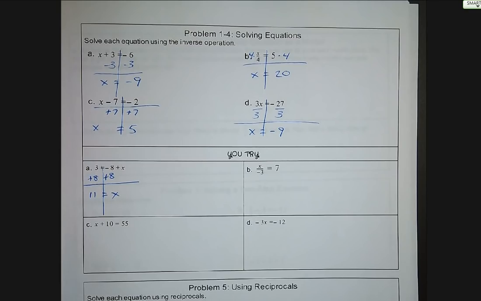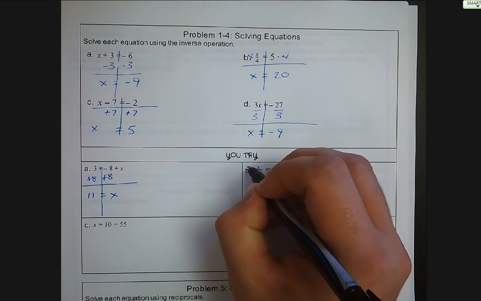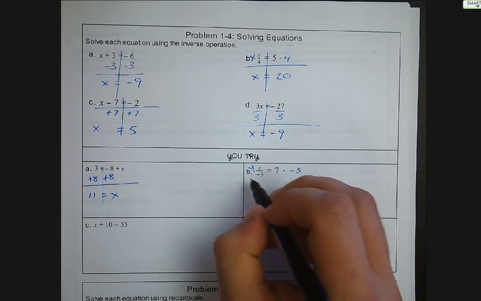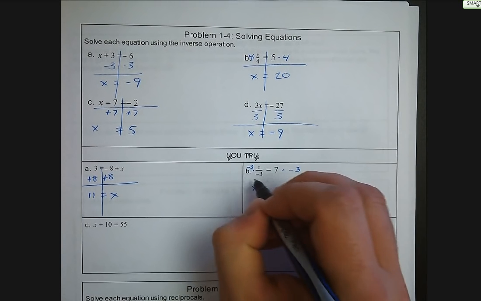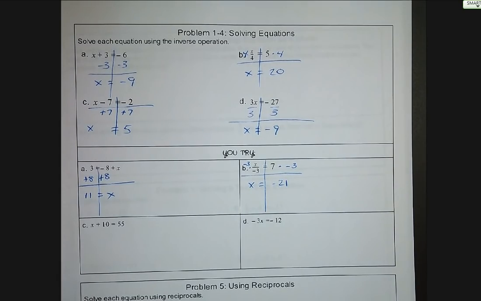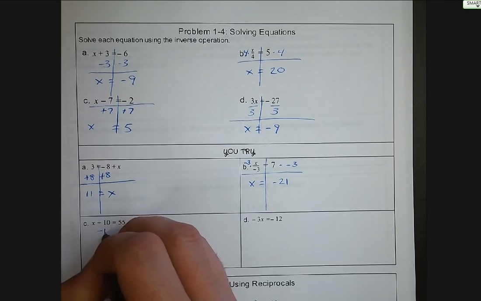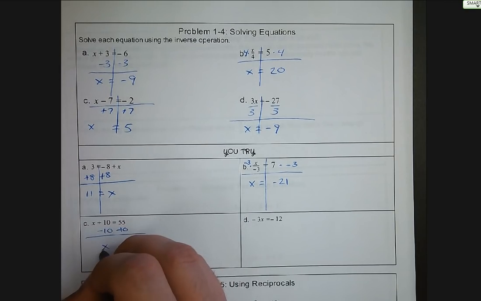Letter B, we have x over negative 3 is equal to 7, so we're going to multiply both sides of the equation by negative 3, and we are going to get that x is going to be equal to negative 21. All right, letter C, x plus 10 is equal to 55. The opposite of adding 10 is going to be to subtract 10. So x is going to be equal to 45.